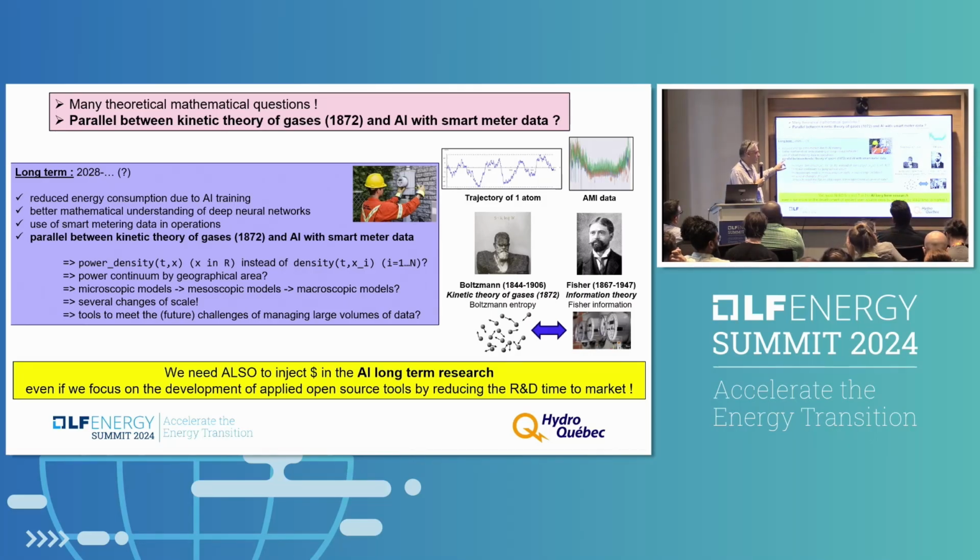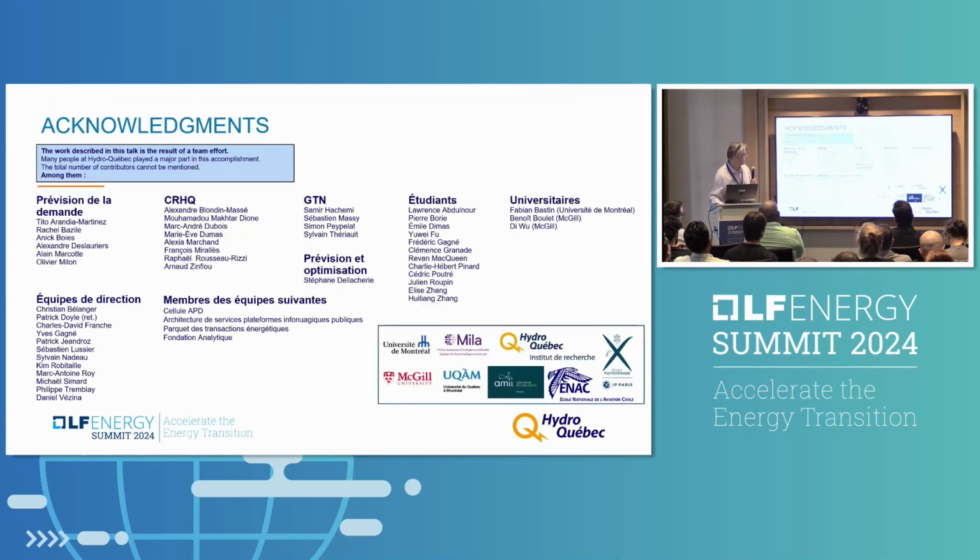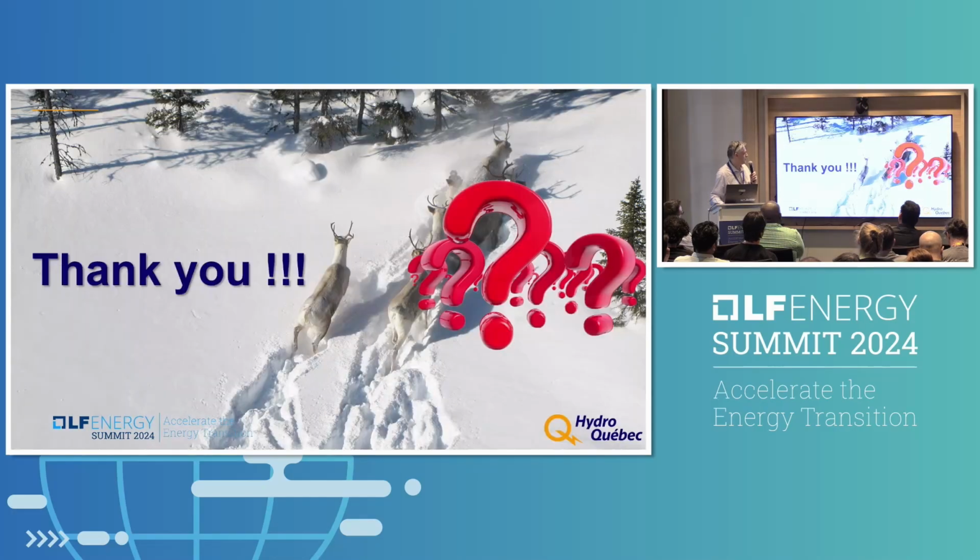Because perhaps we could define a power density instead of a density at a Dirac point, at a discrete point. This could give a power continuum by geographical area. So we will have microscopic models, mesoscopic models, macroscopic models. So several changes of scale, like in fluid mechanics, from atoms to continuous material. And it could be theoretical tools to meet the future challenge of managing large volumes of data. So I conclude with, again, acknowledgement to all these people, and thank you.